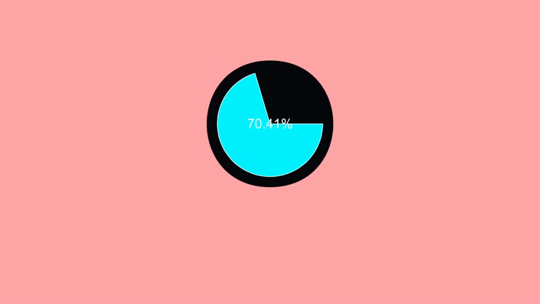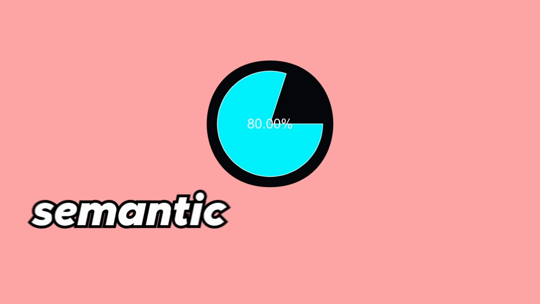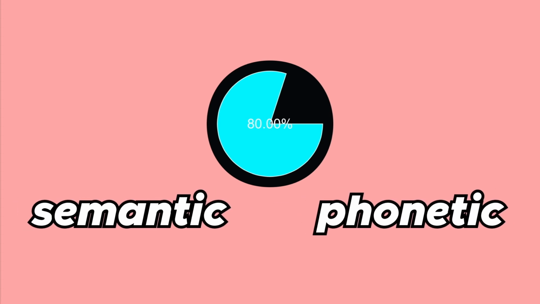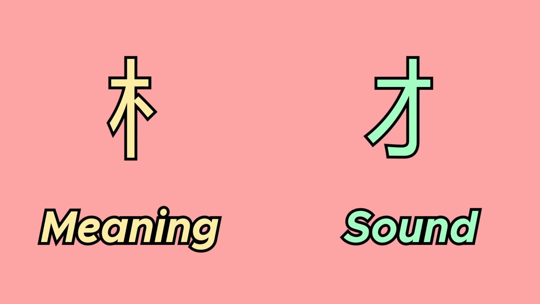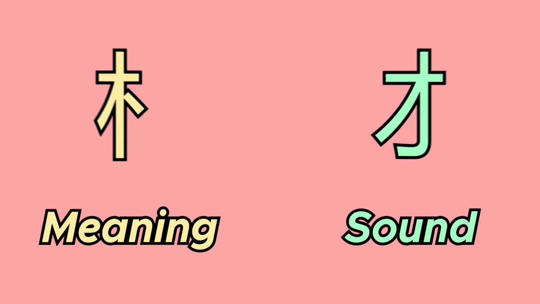Hey, did you know that more than 80% of Chinese characters are comprised of semantic and phonetic parts? Which means that if you know the meanings or the sounds of these parts, it will be easier for you to recognize and memorize new Chinese characters. Okay, now let's get started.